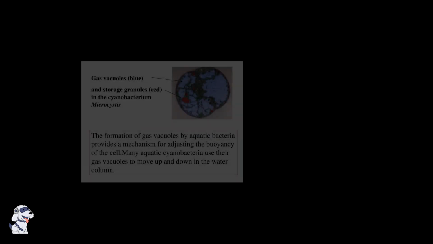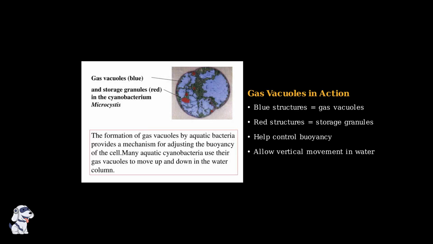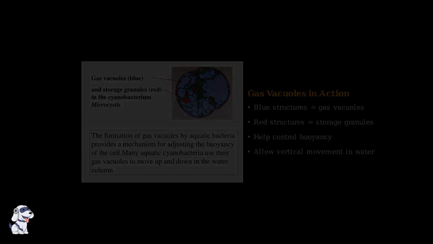Gas vacuoles are particularly fascinating. Here we see a cyanobacterium with gas vacuoles shown in blue. These gas-filled structures help aquatic bacteria and algae adjust their buoyancy and move up and down in the water column.